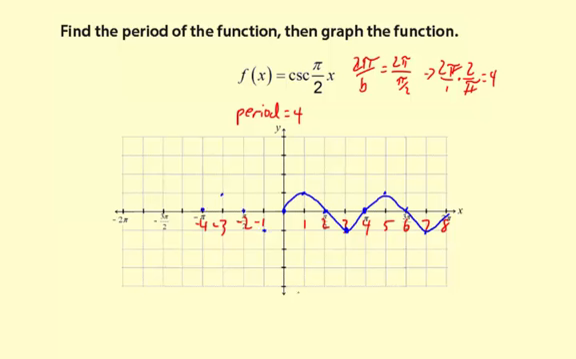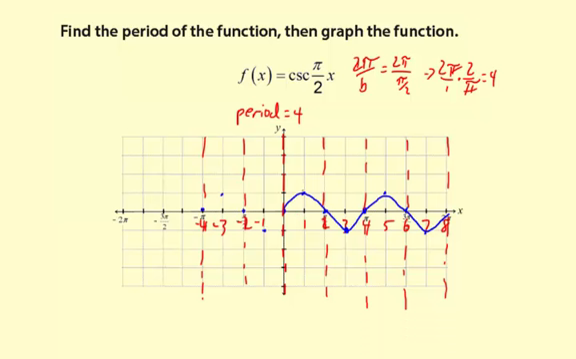When we're doing the reciprocal, the zeros turn into asymptotes. So I'm going to switch colors. Here's a 0 on the y-axis. There's a 0 at 2, at 4, 6, 8, -2, -4, -6, -8, so on and so forth.